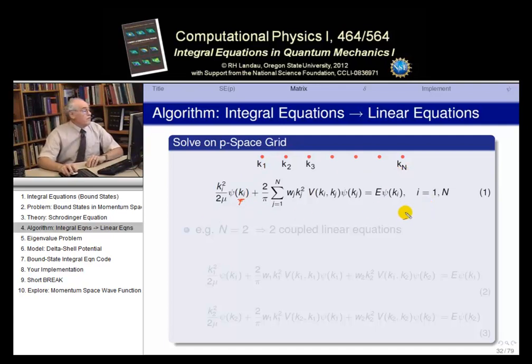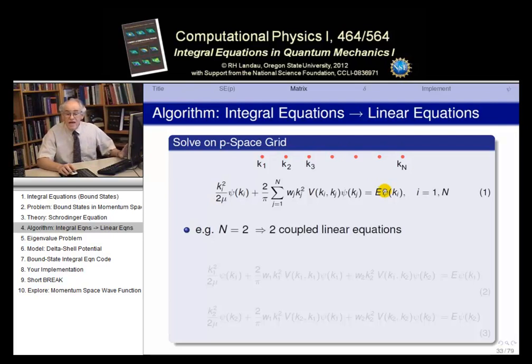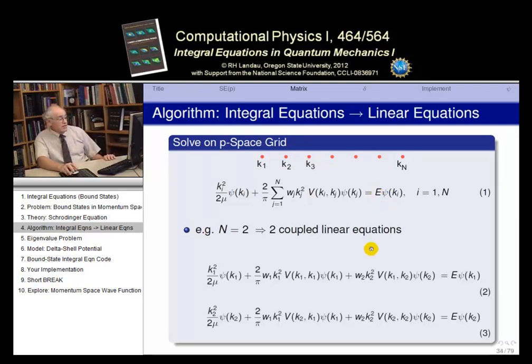Well, equation 1, of course, since i could be anything from 1 to n, is actually n equations. Okay, so this is n simultaneous equations. Those are the equations we have to solve. So for example, if we take n equals 2, which is not a very good approximation numerically, but at least gives you a feel, then we'd have 2 simultaneous equations, and they're given here.